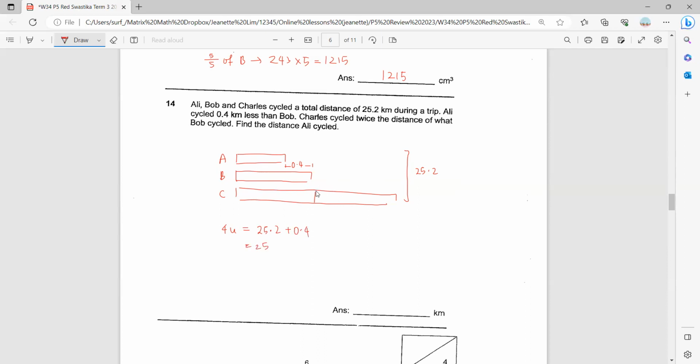So 25.6 is what we have. Then 1 unit, so 25.6 divide by 4. 6.4. 1 unit is 6.4. 1 unit is B. But we're supposed to find A, so you need to take away 0.4. So the answer is 6 km.